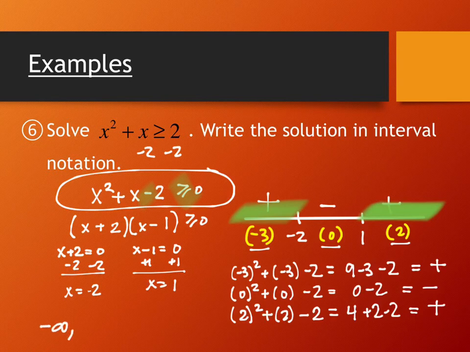This would be negative infinity until we get to negative 2, and then it pauses. I'll put the parentheses and so forth on in a minute. Then it picks up at 1 and it goes out to infinity. This said greater than or equal to 0. The or equal to means I'm using brackets on the values negative 2 and 1. And we always use parentheses when we're working with the infinities.